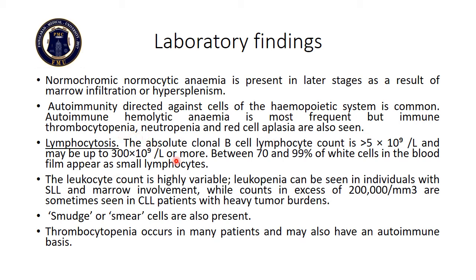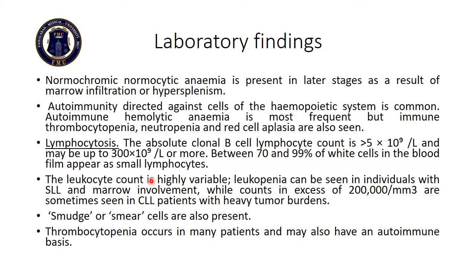Lymphocytosis. This is a very important feature, showing a lymphocyte count of greater than 5 × 10^9 per liter, and maybe up to 300 × 10^9 per liter or more. Between 70 and 90% of white cells in the blood film appear as small lymphocytes.